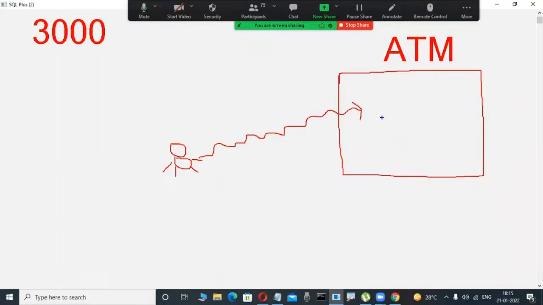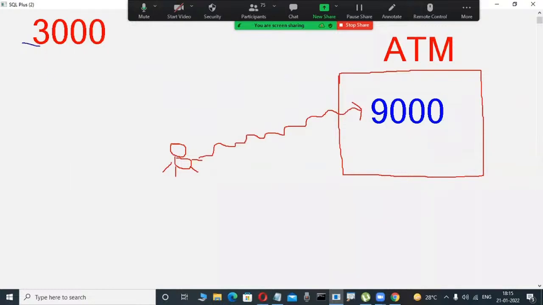Now I decided to withdraw some amount. Okay, fine. But unfortunately, my available balance is 3,000. Whenever I insert my ATM card and enter the amount, it will ask. In that case, suppose I mentally decided to withdraw 9,000 rupees. Now, as I try to withdraw 9,000 rupees, will I get 9,000 rupees?